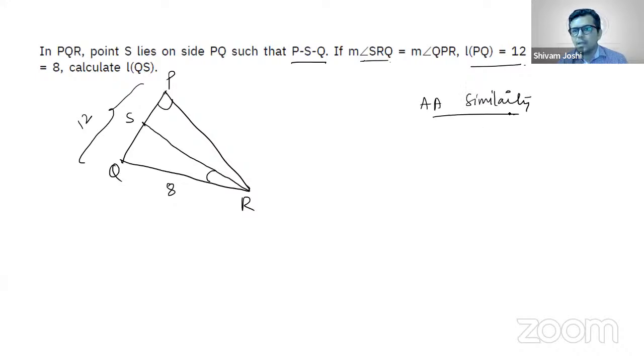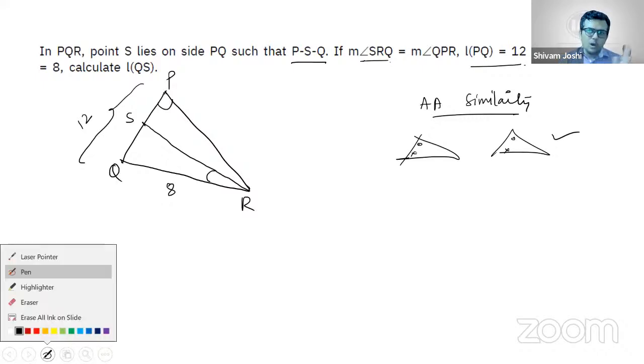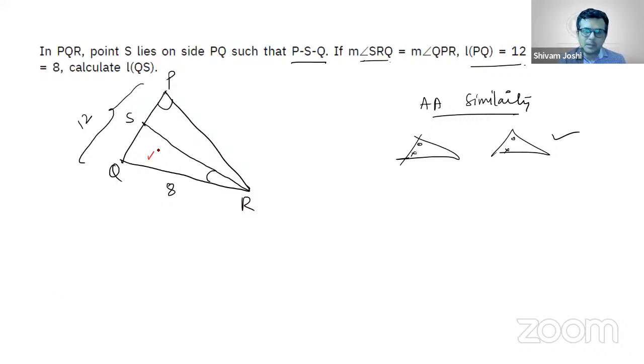What is AA similarity? We choose two triangles between which two respective pairs of angles are equal. If this is equal to this and this is equal to this, it is called AA similarity. But never try to find the AA similarity between the two smaller triangles that are created. You will not get one. Always take one of the smaller triangles and the bigger triangle.